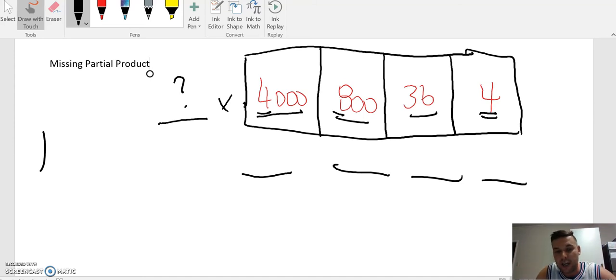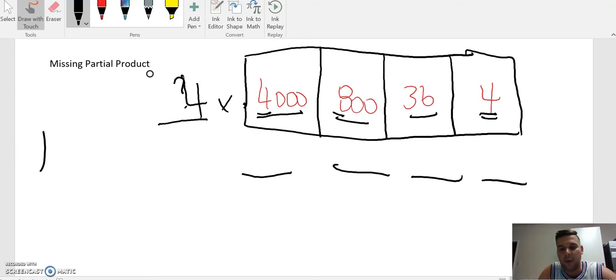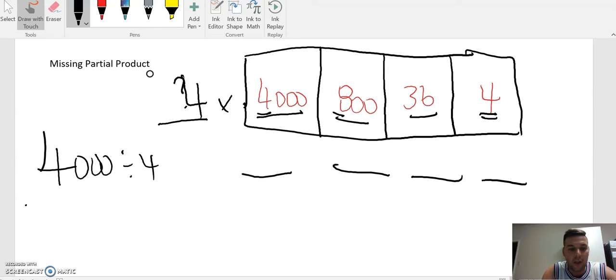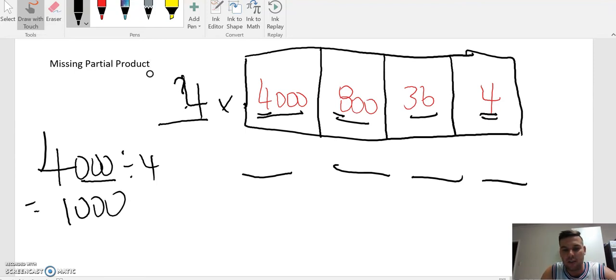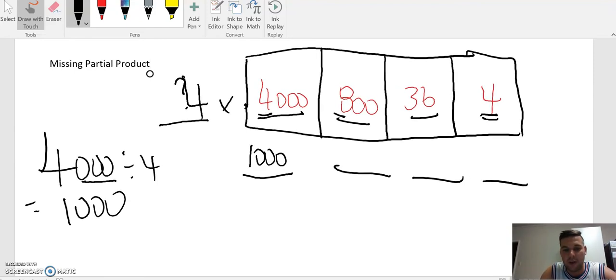Instead of doing multiplication, the opposite of multiplication is division. So if we want to work with 4, we can put a 4 here. Okay, let's see how we go. 4 times what equals 4,000, or 4,000 divided by 4 equals what? We know that 4 divided by 4 is 1. We've got thousands here, so it must be 1,000. So we can put 1,000 down the bottom here.